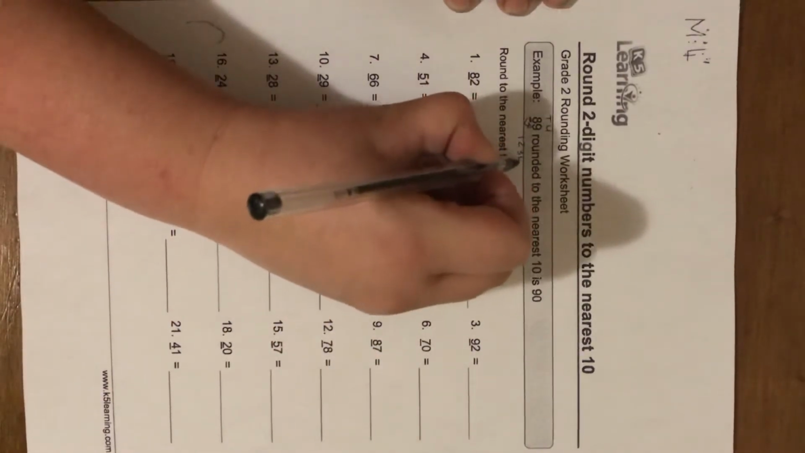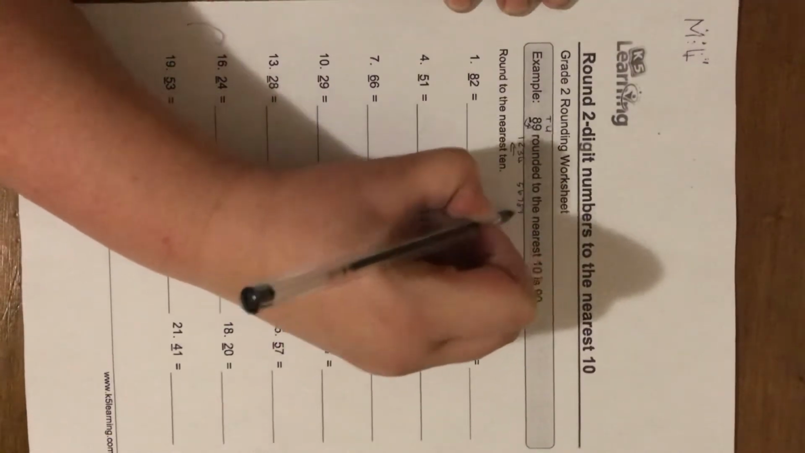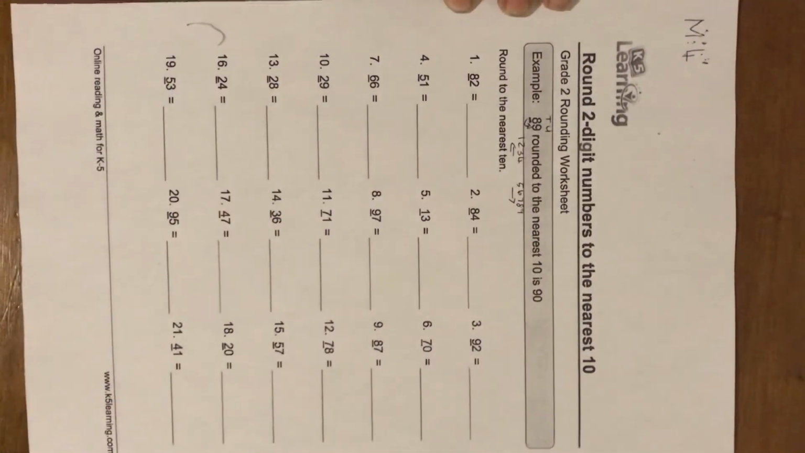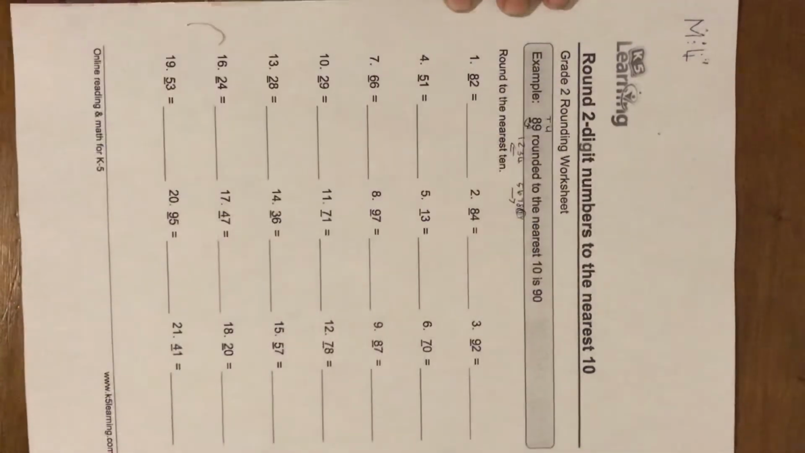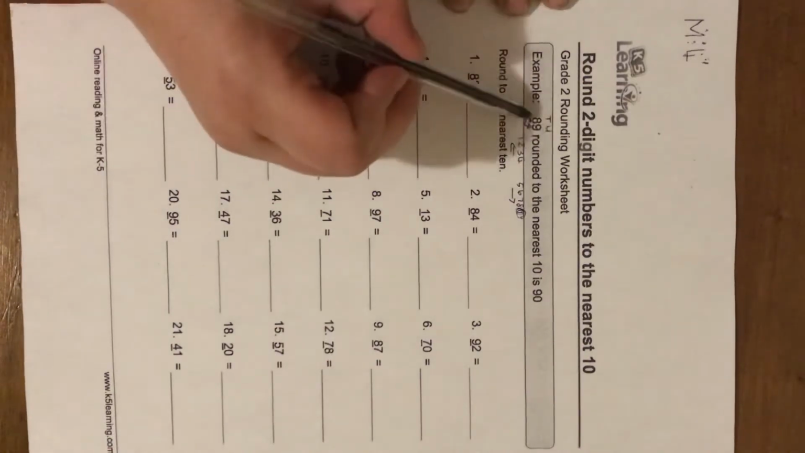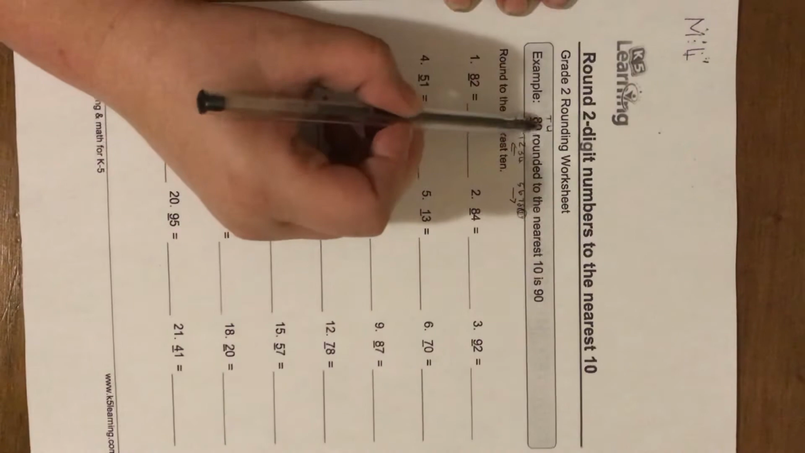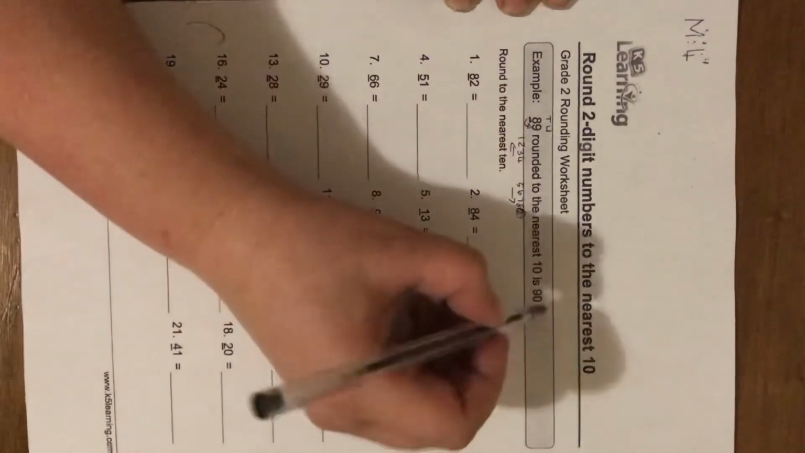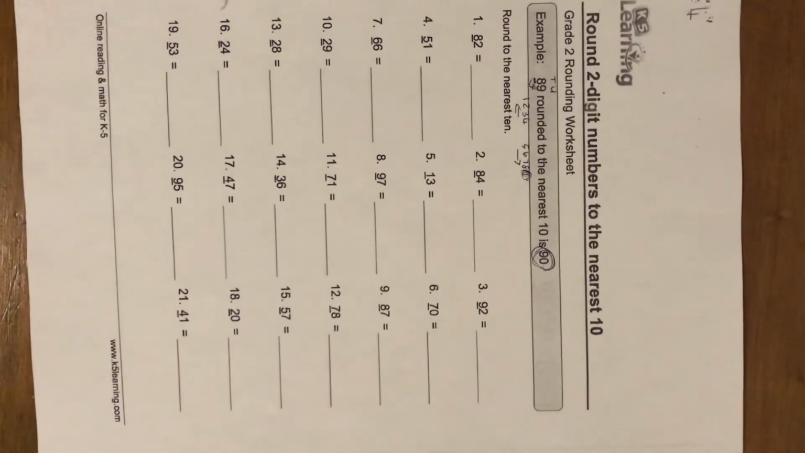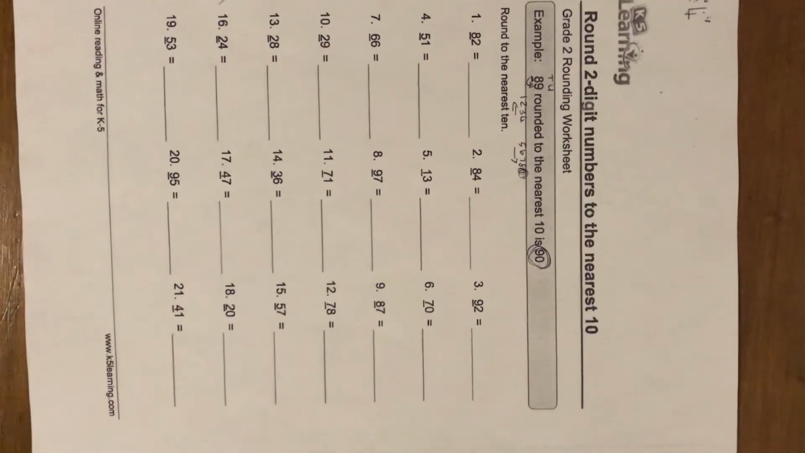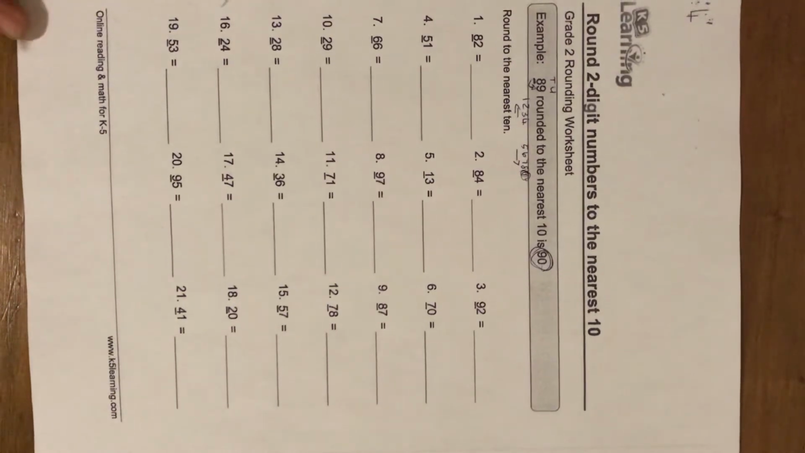1, 2, 3, 4 stays the same. 5, 6, 7, 8, 9 goes to the next 10. What is this number? It is a 9, so it goes to the next 10. What's the 10 after 8? 90. Remember, then this last one falls away. It served its purpose, so we only write 90. I'm going to do the first 3 with you, and then the rest are up to you.